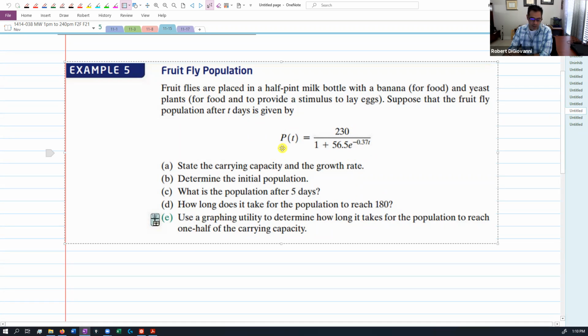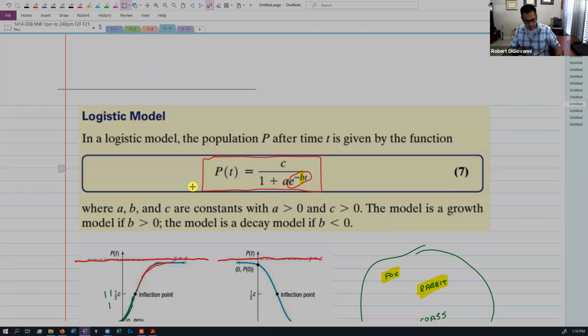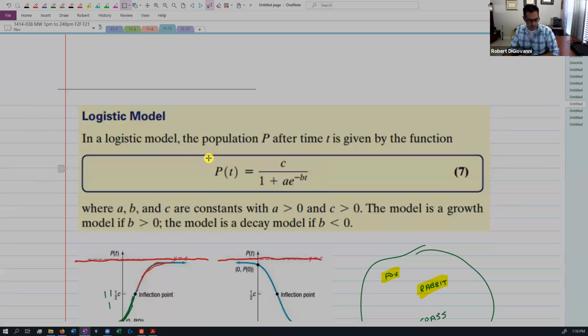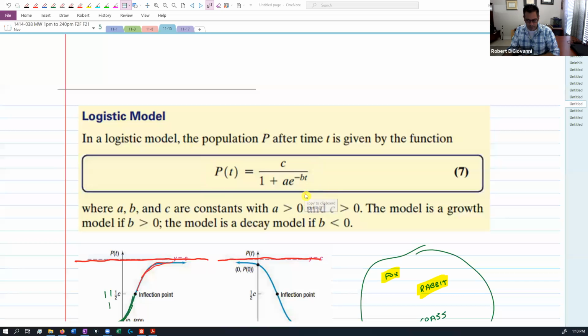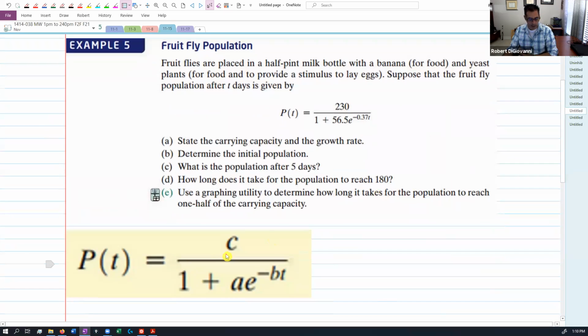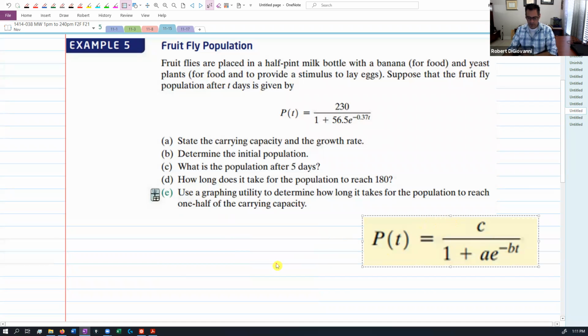So we look at this and we have to recognize that this is a logistic model, right? We have to see that it looks like this. And they're giving us that we have a logistic model here.